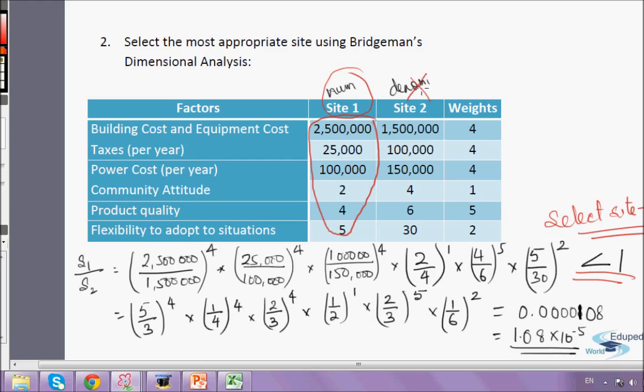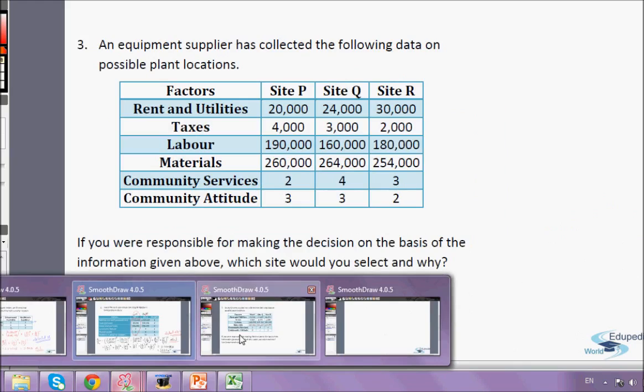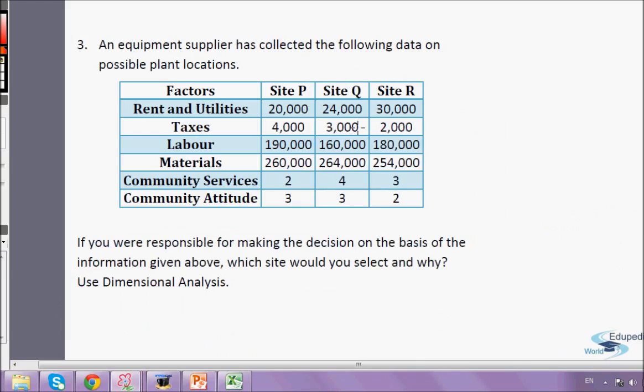Alright, so that's our second question for today. And finally, let's take a question where we have 3 sites. Okay, so here we have an equipment supplier that has collected the following data on the possible plant locations.